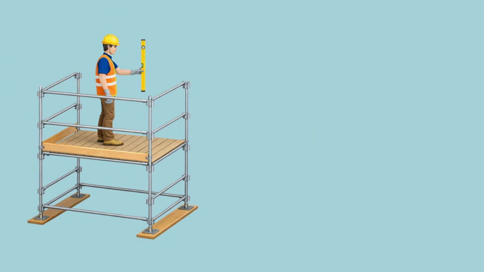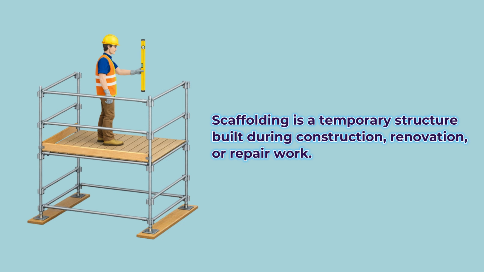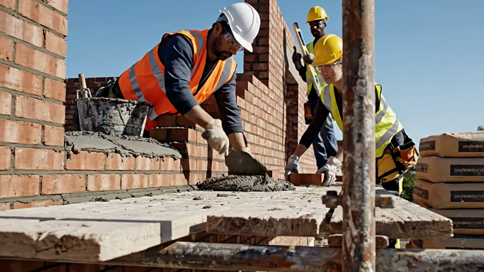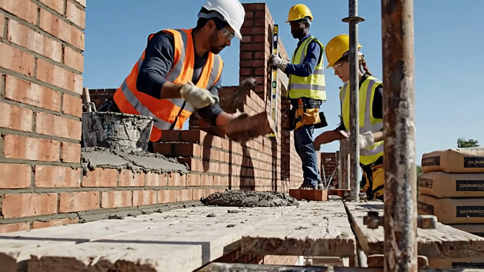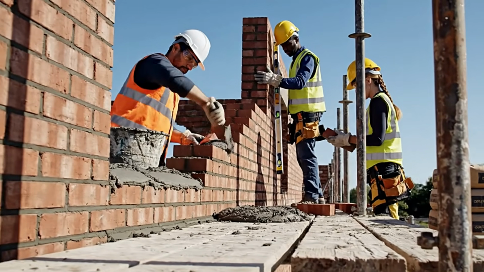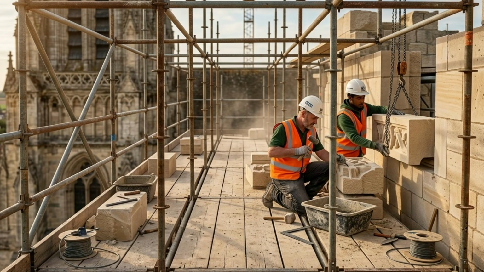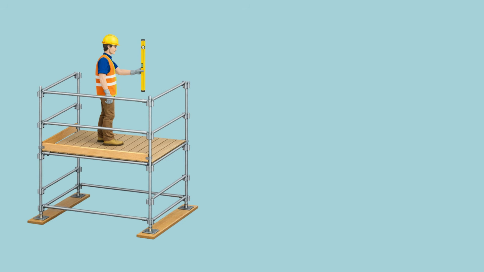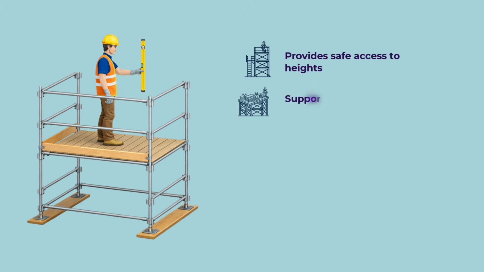In simple terms, scaffolding is a temporary structure built during construction, renovation, or repair work. Its main job is to support workers, tools, and materials safely while work happens at heights. Scaffolds are usually made from timber or strong metal tubes like steel or aluminium, combined with sturdy platforms where workers stand and move.